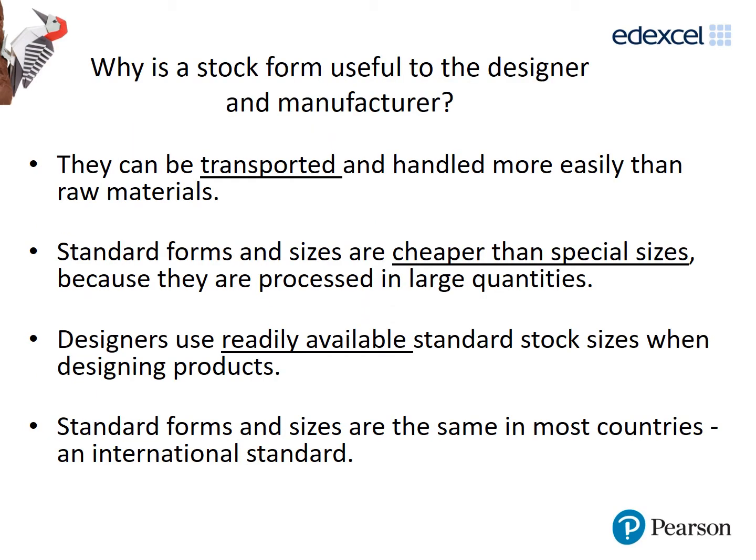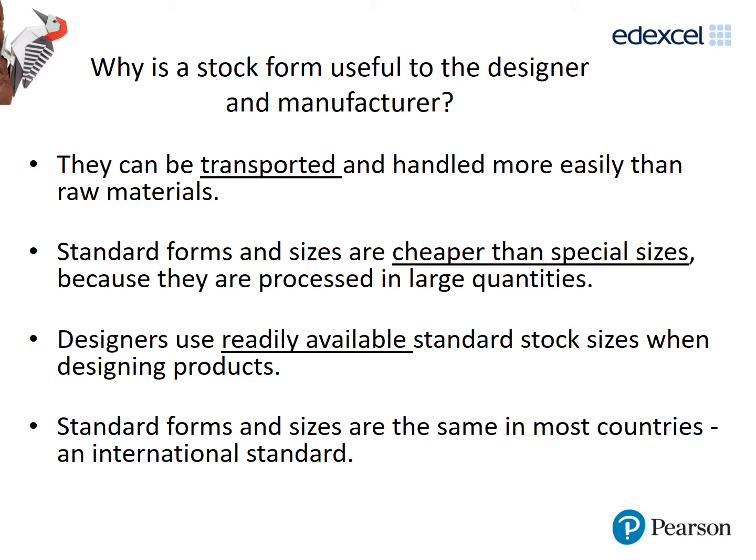Now, as in all materials, they come in what we call a stock form. A stock form is basically a standard form or size that all materials come in. The reason for this is so that it can be transported and handled more easily than the raw materials. It means they're cheaper because they can be produced in large quantities to the standard size, whereas if you want a specific size, it costs a lot more. They're readily available. Often you should be able to just order them and they come quite quickly because they've got a large stock of them.